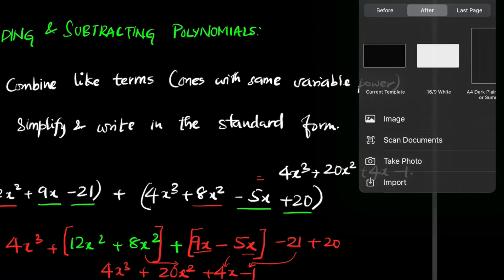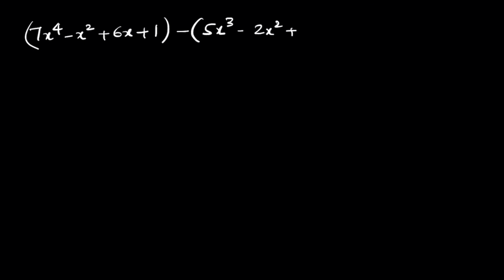So let's try another example. Let's try a subtraction now. Let's say you have 7x power 4 minus x square plus 6x plus 1 minus of 5x cube minus 2x square plus 3x plus 2.